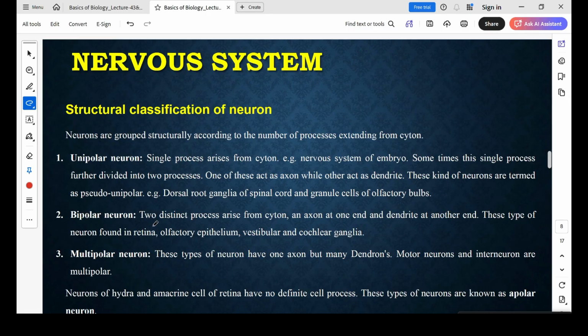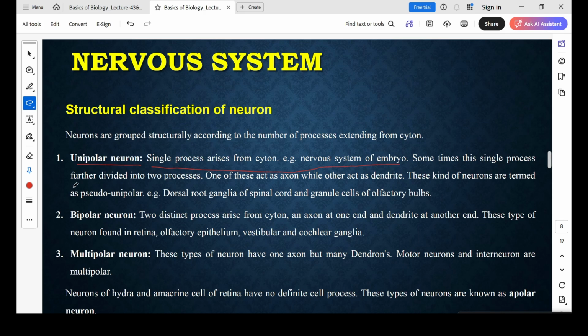According to the number of processes, neurons can be unipolar, which implies that there is a single process arising from the cyton. This is very common in the embryo, because there is a lot of information transfer going on in that stage, but not a lot of complex information which needs to be very fast during embryogenesis.